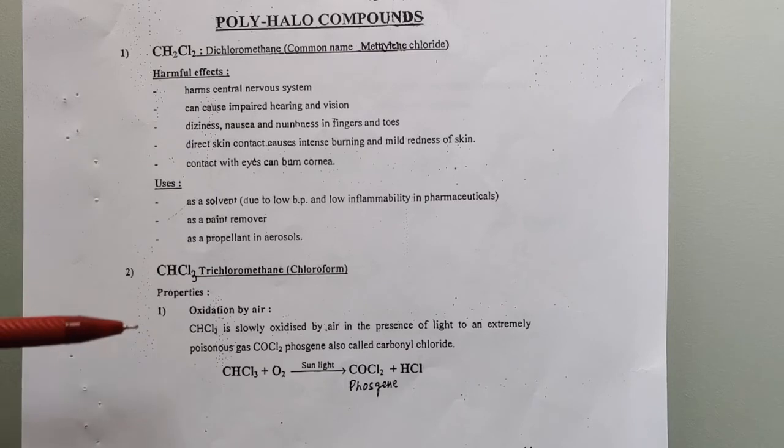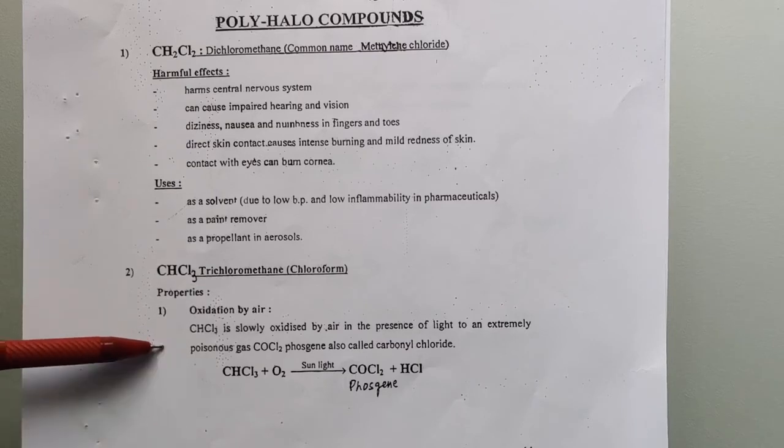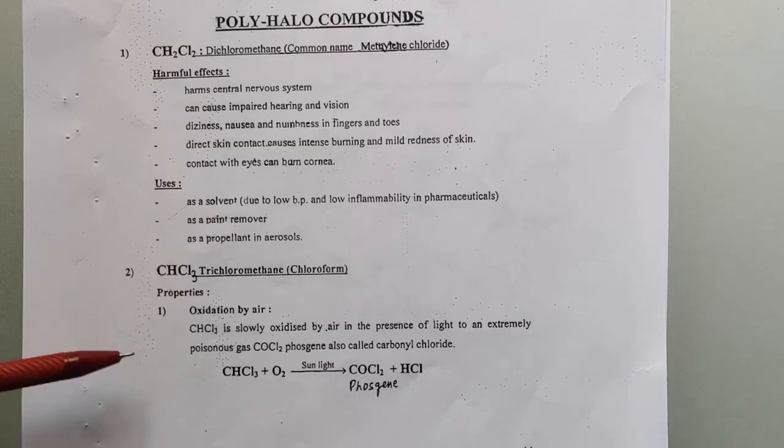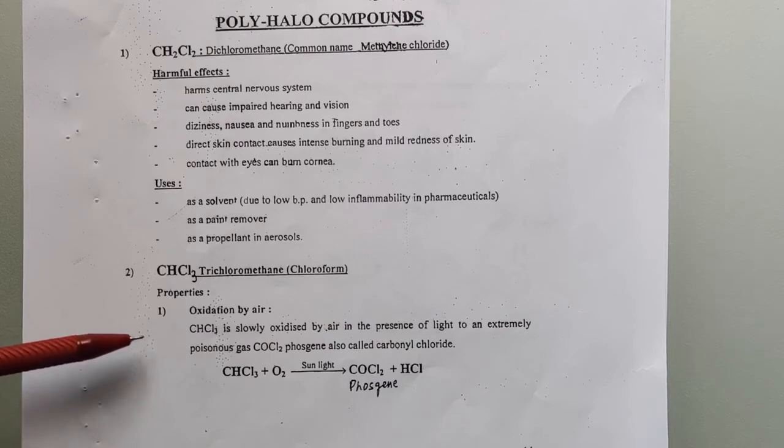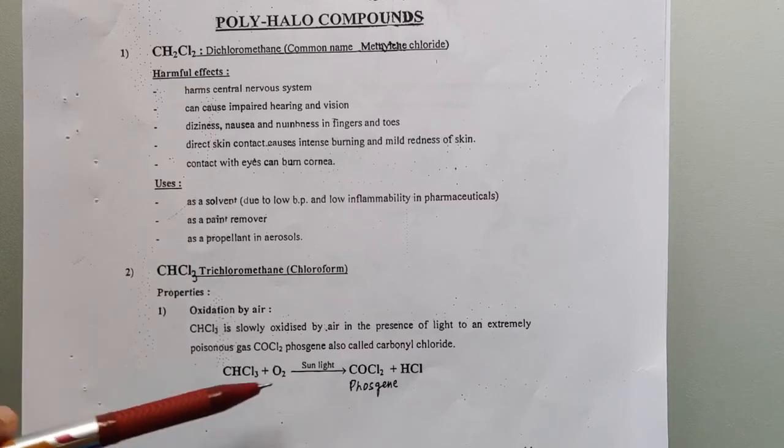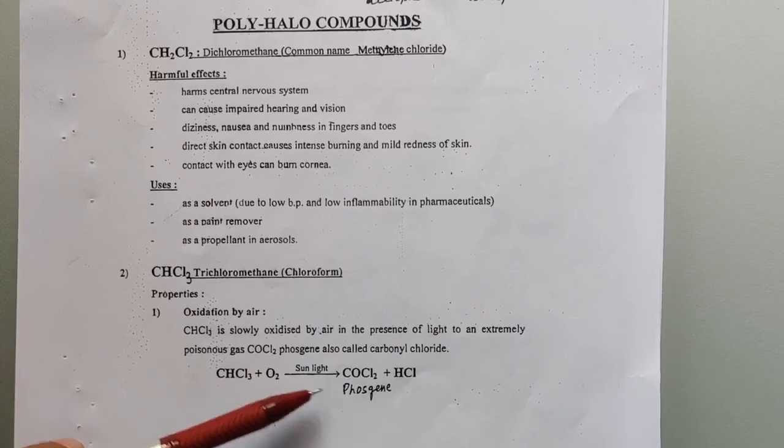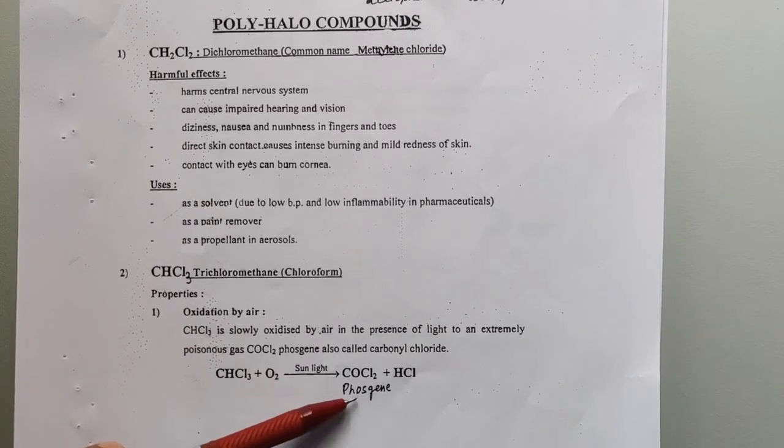And its biggest property, which is the most famous, and it is a very lucrative question in the board examination, students, is that chloroform is never stored directly in a glass bottle in the presence of sunlight. CHCl3 is slowly oxidized by air, students, in the presence of light. And when CHCl3 is oxidized in presence of sunlight, it forms phosgene. Now this is a very poisonous gas, students, toxic in nature, and that is why it is not stored in glass bottles which are exposed to sunlight.